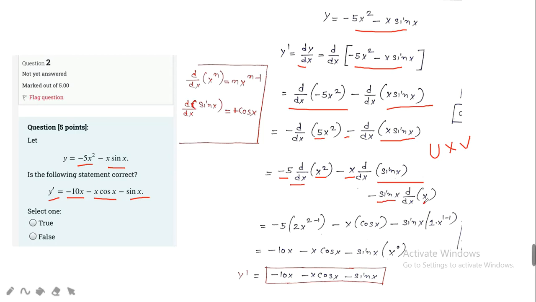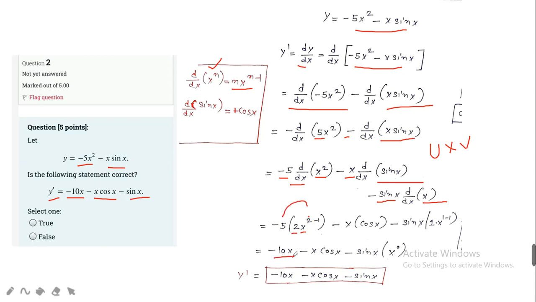Okay, so here it is x square. So there is a formula for x to the power n. What is the formula? It will be n x to the power n minus 1. This is a general formula. Here it is x square. So now n is equal to 2. Here we have put the 2. Now x to the power n is equal to 2 minus 1. So what will it be? It will be 2x. Minus 5 and 2x, what will it become? It will become minus 10x.